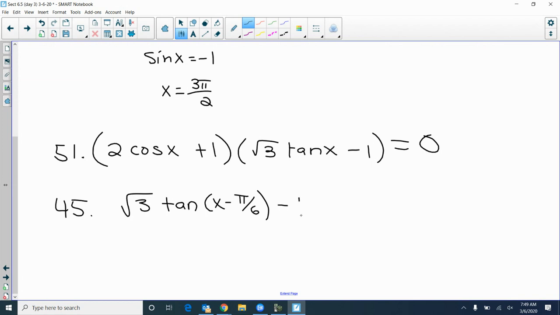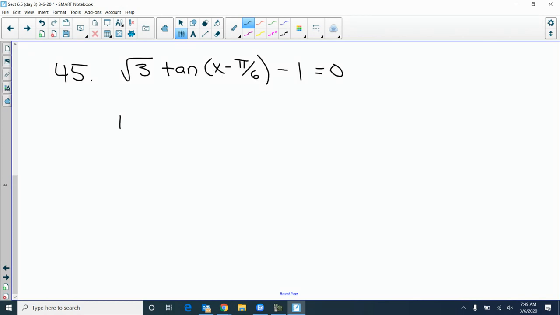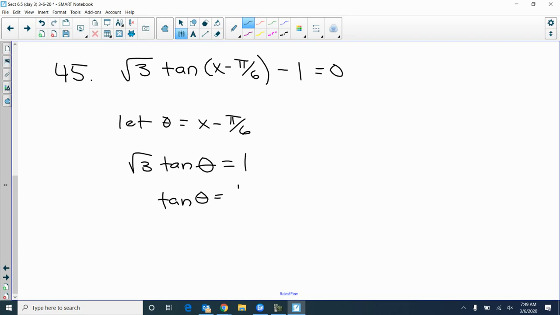Did you say minus 1 equals 0? Yeah. All right, I'm going to let theta equal x minus pi over 6. We'll let that happen. And then it's going to be just square root of 3 tangent of theta. I'm going to move that 1 over, equals 1. And then that's a theta. Tangent of theta equals 1 over square root of 3.